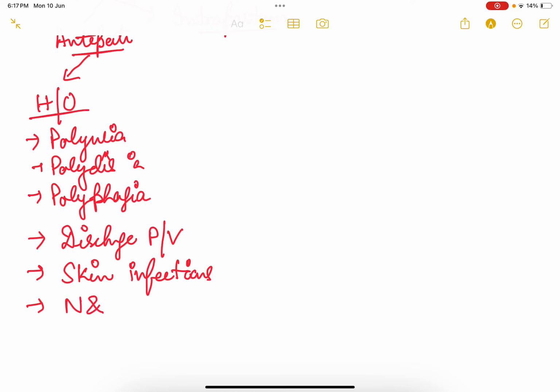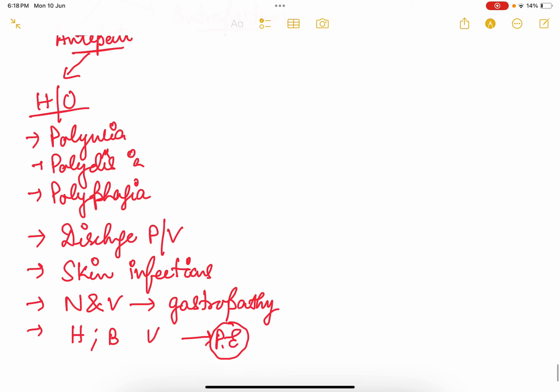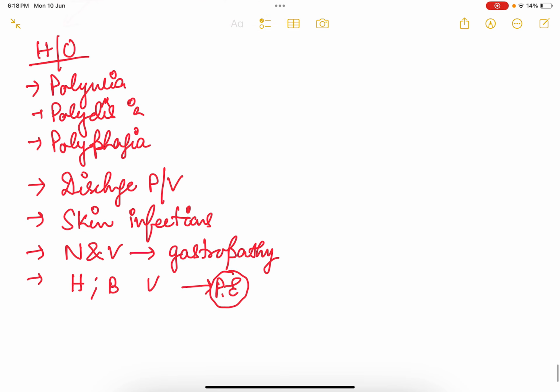Then patients will also have nausea and vomiting because of diabetes. This is because there is gastropathy. Gastropathy occurs in these patients. Then you also ask about headache, blurring of vision, epigastric pain. So these all are imminent signs of eclampsia. Okay, because preeclampsia is very common in women who are diabetic, because women with long term diabetes or pre-gestational diabetes will have atherosclerosis, and atherosclerosis is again a cause of preeclampsia.